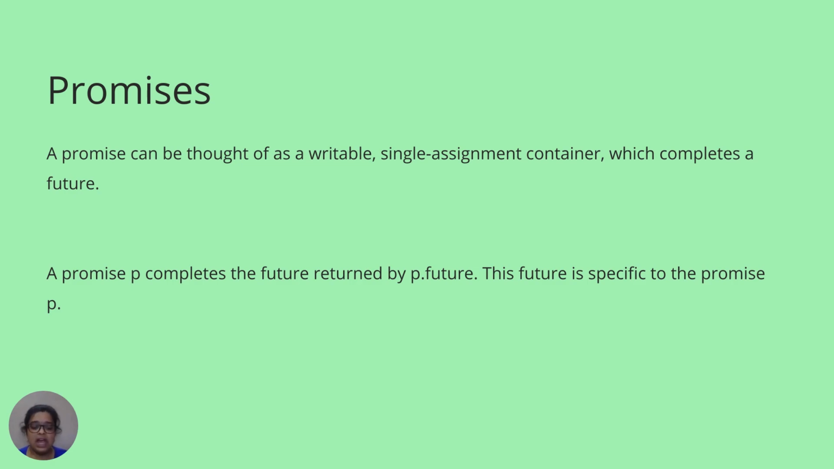A promise p completes the future returned by p.future. This future is specific to the promise p. Hence, to conclude, a future is an object that holds a value that doesn't yet exist. It is immutable once the value is given. A promise is used to successfully complete a future either with a value or an exception.